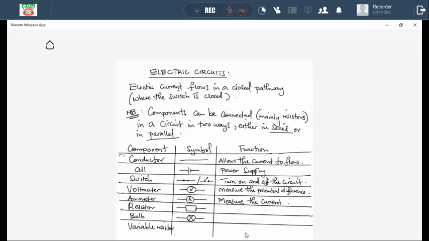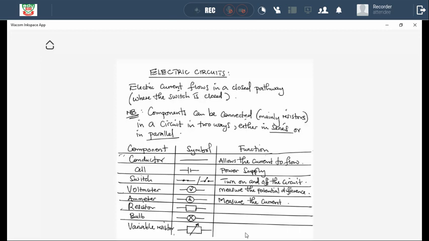Right. So what is the symbol for a variable resistor? Slightly different from the normal resistor that you have indicated above. Right. So these are the main components of an electric circuit. We are not going to use all the components in one circuit, but circuits vary, they differ, depending on what we want to deal with at that particular time.